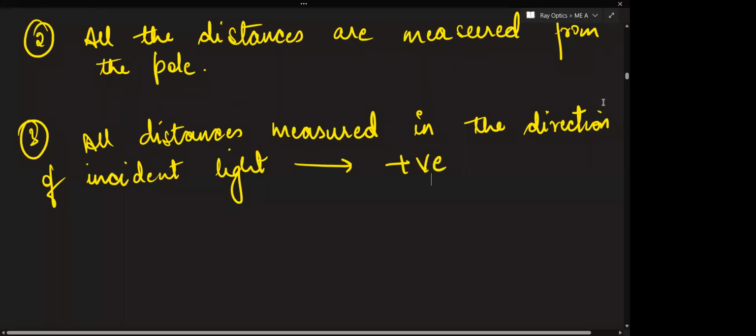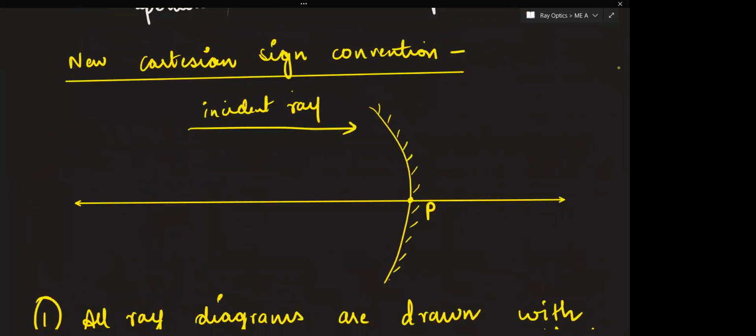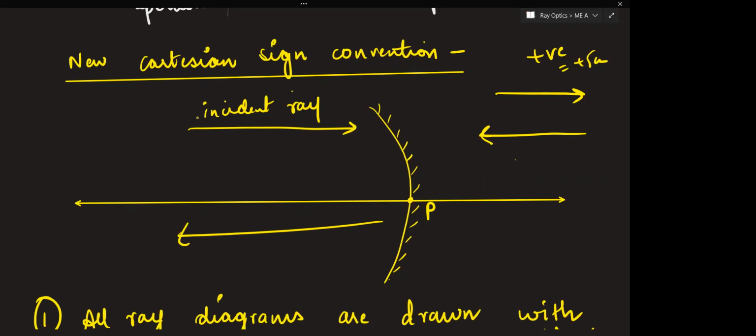For example, if you are calculating a distance from left to right in the direction of the incident ray, you will write that distance as positive, like plus 5 centimeters. And if you are measuring a distance from the pole towards the left, say to the point where the image is formed, this distance will become negative.